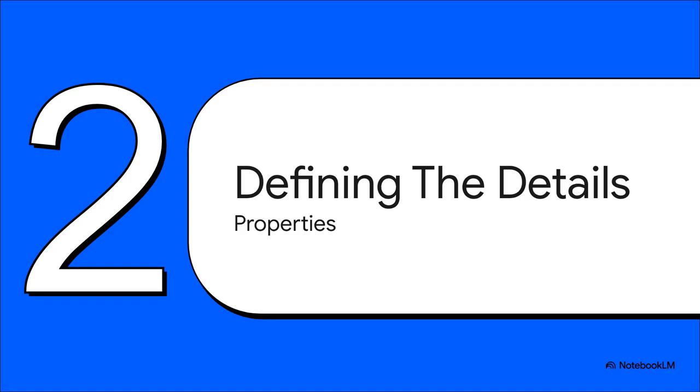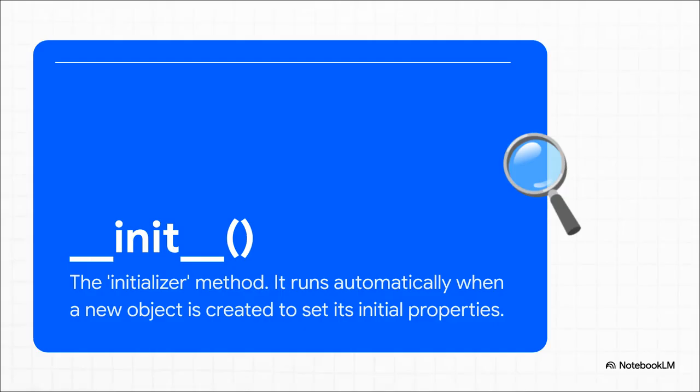Okay, so a blueprint is great, but it's kind of useless without the details, right? The specifics. And that's what we're going to look at now, how we define those details, which in Python are called properties.